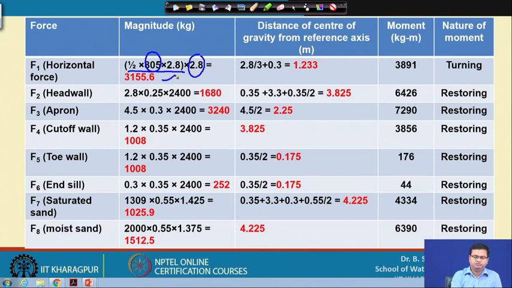So, I am getting 1355.6, and the distance of the center of gravity from the reference axis is 1.233 meter, that is 0.3, the thickness of the apron, plus 2.8, the height, divided by 3, because the center of gravity acts at a distance of 1/3 of the height from the base. The moment will be the magnitude into the distance. So, I am getting 3891 here, that is my turning moment, because it is a horizontal force and it causes a turning moment.